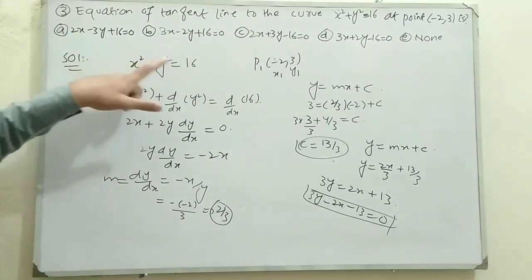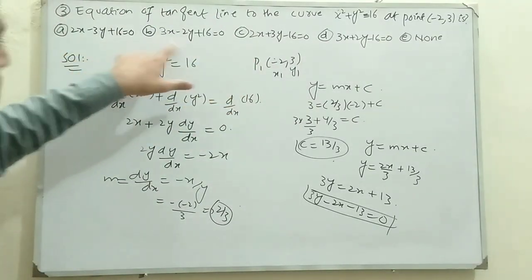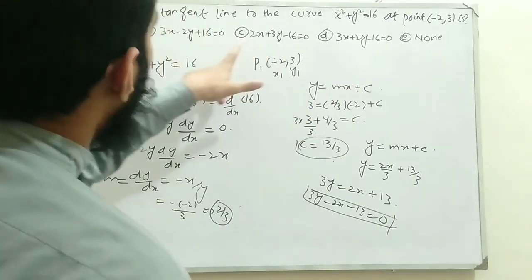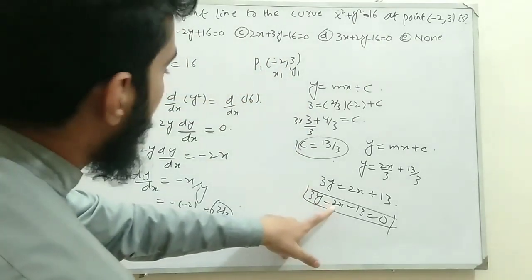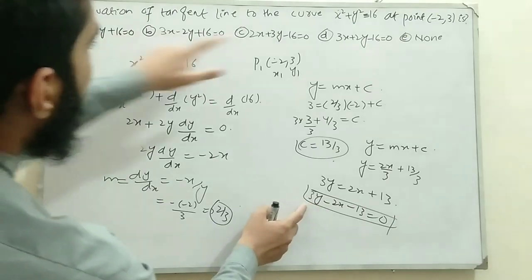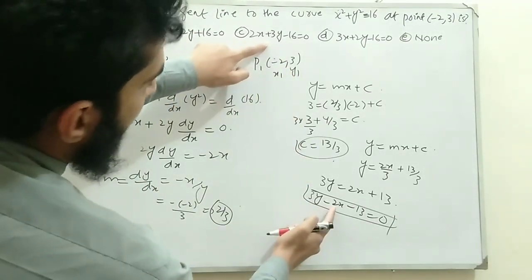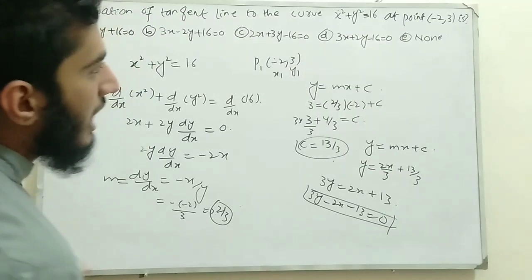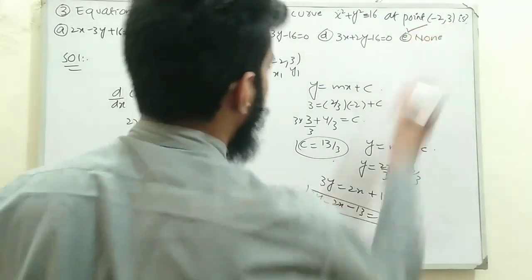So we will look in the options. In this option we have 3y, and we also have 2x, and here is 2x. So the 2x options are these. And here we have 3y, and here we have 3y. So 3y, and minus 2x versus plus 2x. It means that none of the options is correct. Our correct option will be option number E, none.